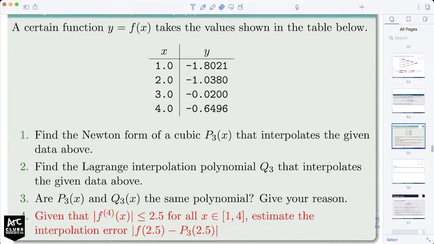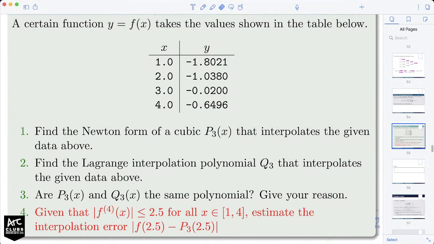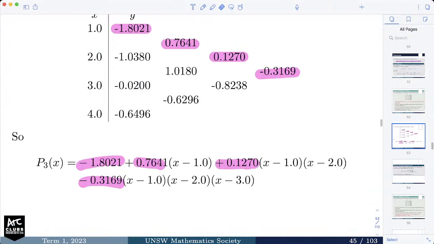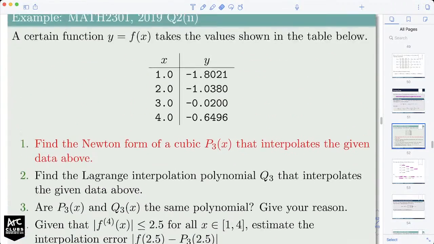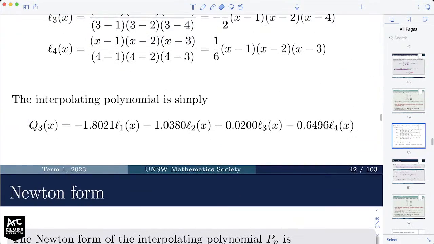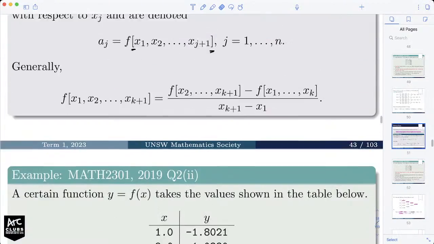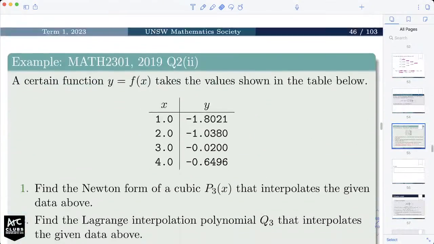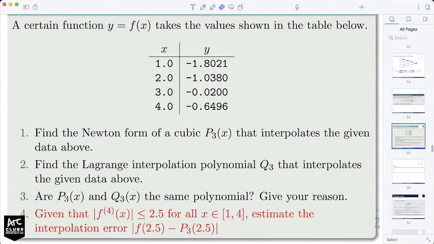And one thing I've forgotten to do is address question 3 as well, which I meant to do earlier, but I'll address it now. So is the Newton form of the cubic that we just wrote out earlier, this guy over here, and is the Lagrange interpolation polynomial right over here, are they actually the same polynomial? And the answer to that is yes, they are the same polynomial.